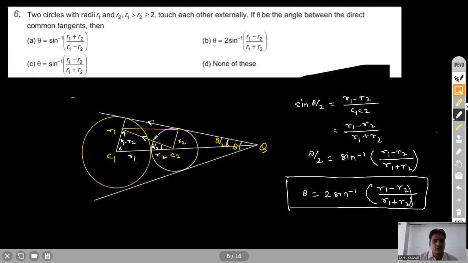So this construction was important basically. Once we have drawn this construction, like I have joined this center to this point and drawn one parallel line to this, these two lines are parallel and these two lines are parallel. So this will also be angle theta by 2, right? From here we got the sine theta by 2 value, and once theta by 2 is known to us, we can easily find the theta by multiplying with a factor of 2. Okay.